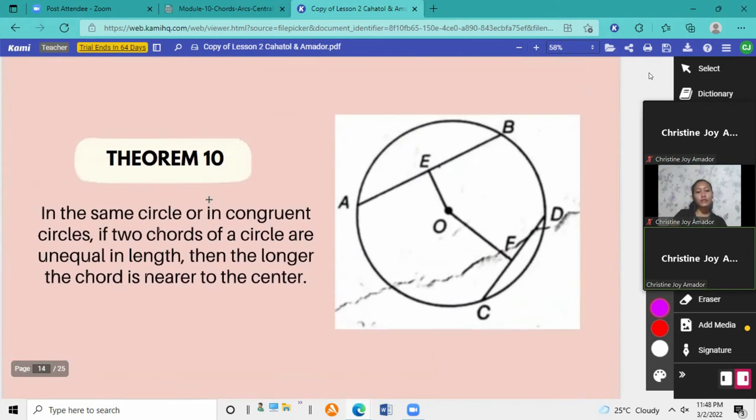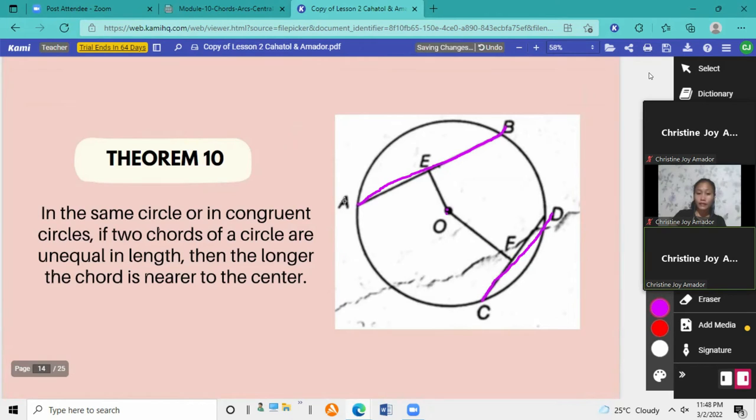Okay, let's proceed to theorem number 10. In the same circle or in congruent circles, if two chords of a circle are unequal in length, then the longer the chord is, the nearer to the center. If this is our circle and this is our center, and we have the chord BA and a chord DC. As you can see, chord BA is nearer to the center.